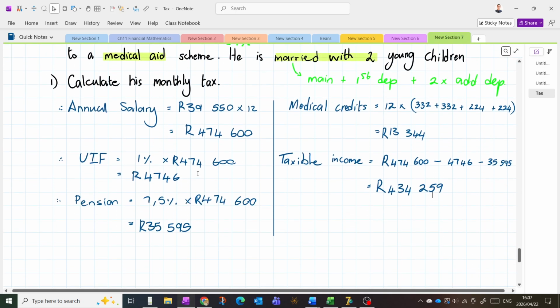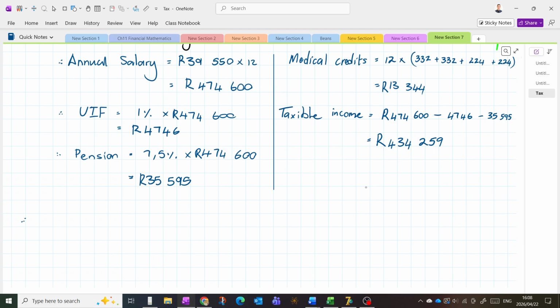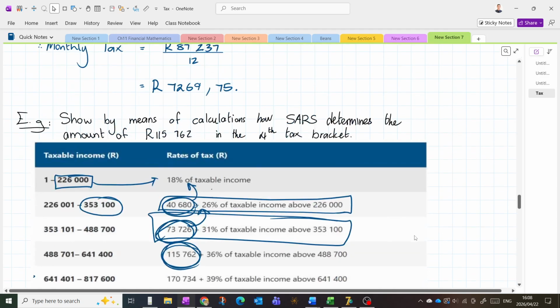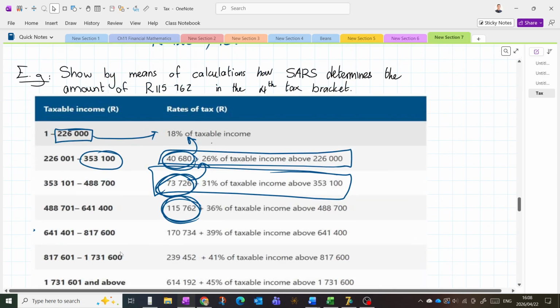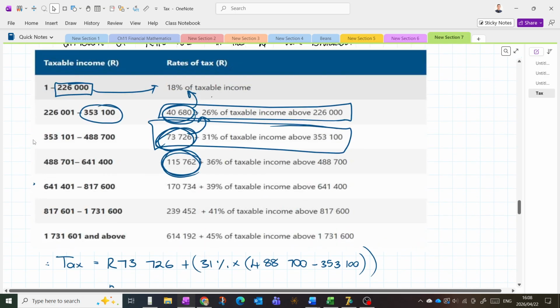You can again list his rebate, but you don't have to. So then I'm going to go straight into one big calculation for his annual tax. Okay, firstly we need to go and see in what bracket this falls. Okay, my brackets aren't full. We're looking at 434,000. So that's going to fall in the third bracket.